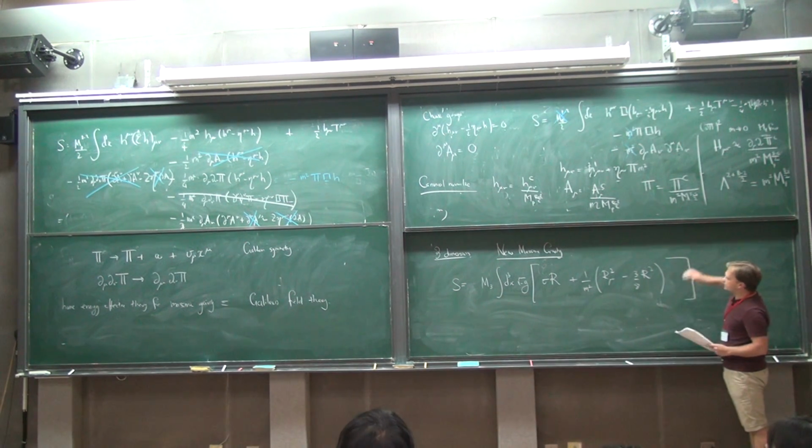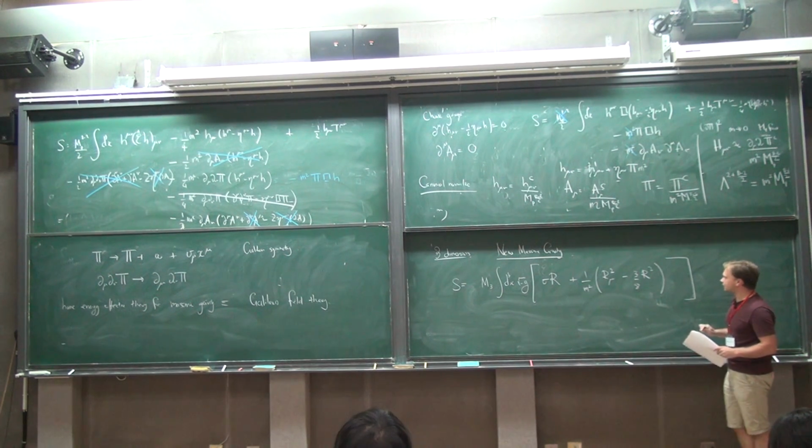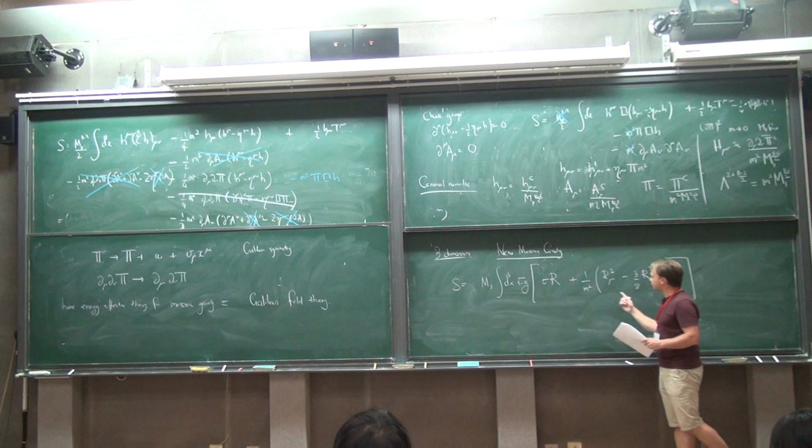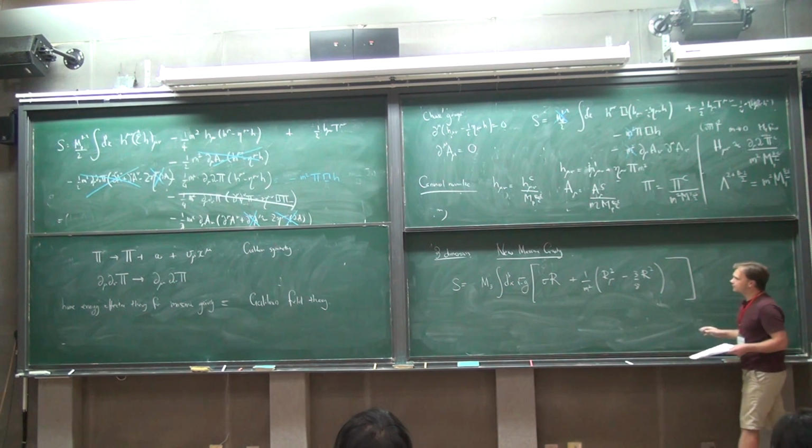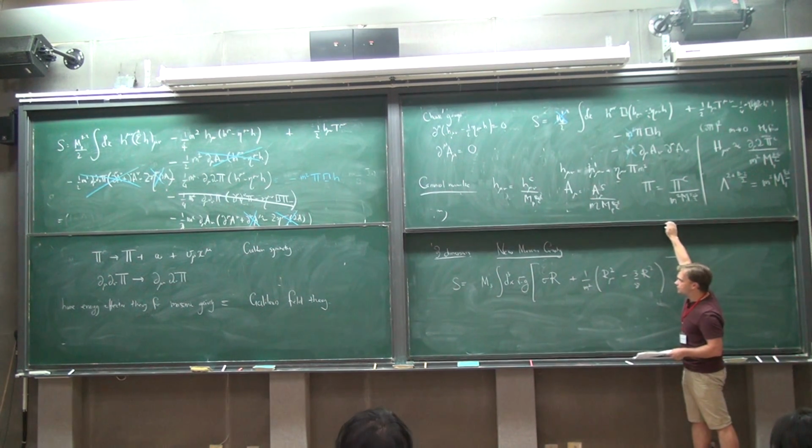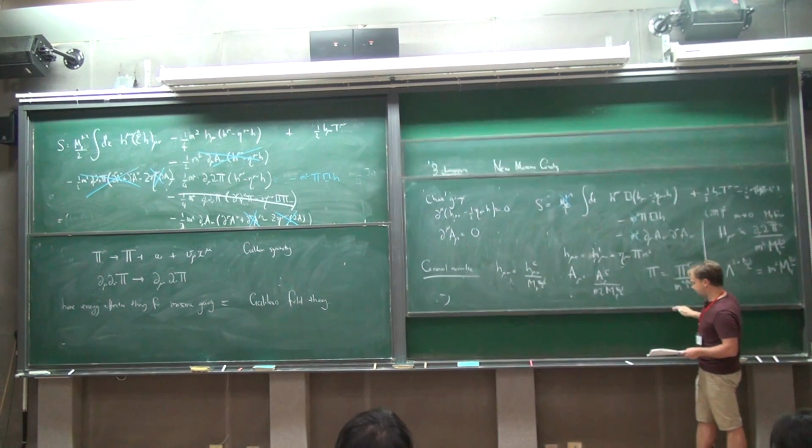And the way to do that is, it's actually easier not to work with this form of the theory, where you've got higher functions of the curvature, but rewrite this in a slightly different way by introducing an auxiliary field.